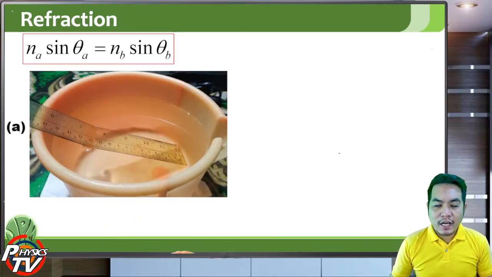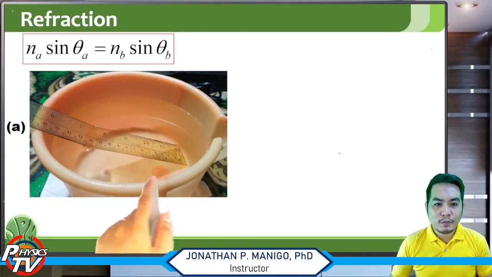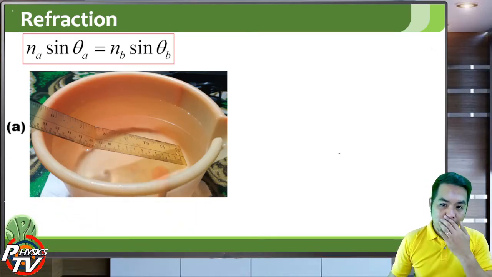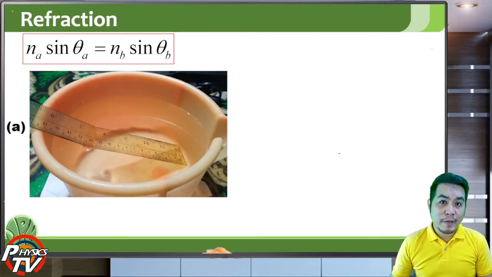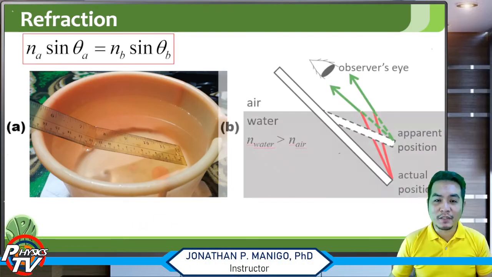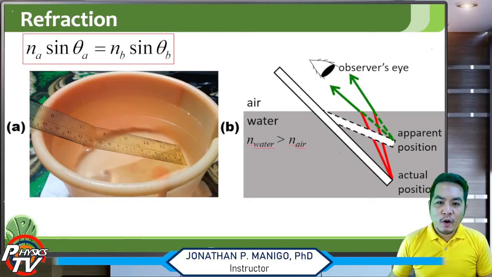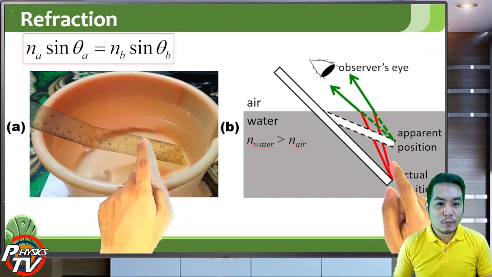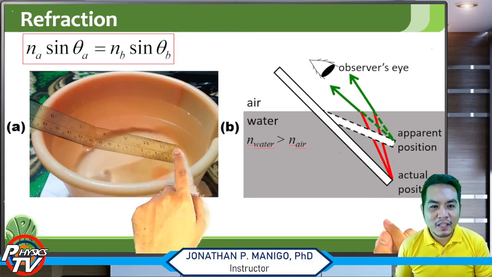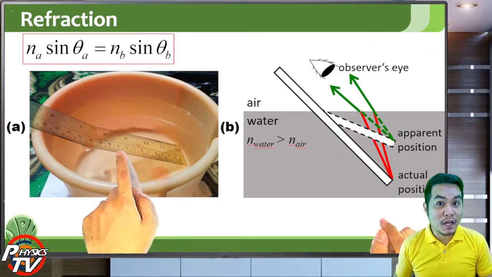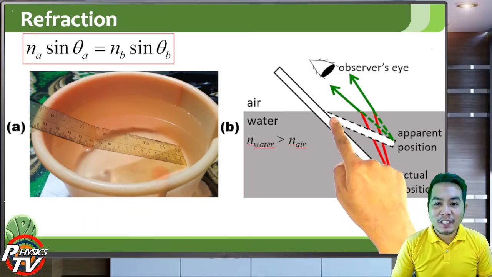So these are just again some examples of refraction. You will notice that if you place a ruler in water, the ruler will actually appear to bend, but actually it's the light that bends. It's not the ruler. So what you see actually is just an image. What you see here under the water is just an image. It's not the actual ruler, but the image of the ruler.